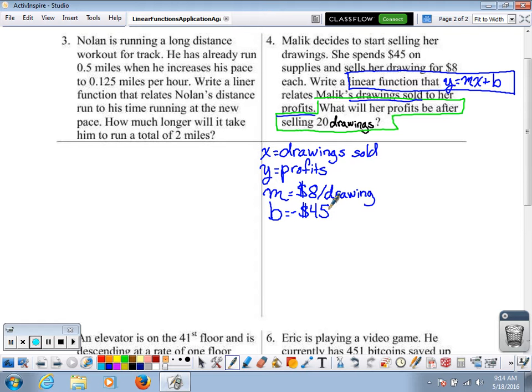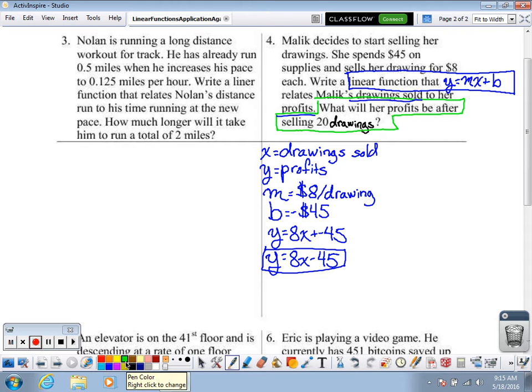Jake, can you give me that equation, please? Very good. y equals 8x plus a negative 45. Now, you took it a step farther because you know we don't like to keep plus a negative. So we change that to y equals 8x minus 45. And there's our part A.